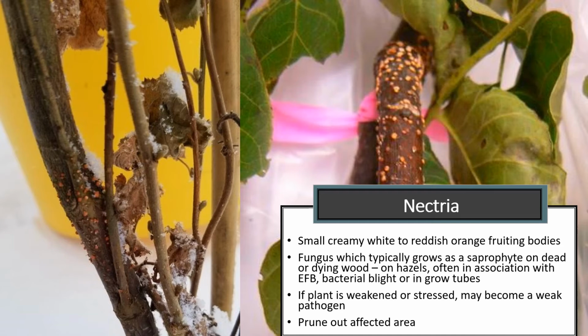So it typically grows as a saprophyte on dead or dying wood. So in hazelnuts, again, in association with trees that have died of Filbert blight, are dying of bacterial blight, or in grow tubes that have been left on too long. But if the plant is weakened or stressed, Nectria can become a weak pathogen. So it is best to prune out the infected area if you do see Nectria on your tree.